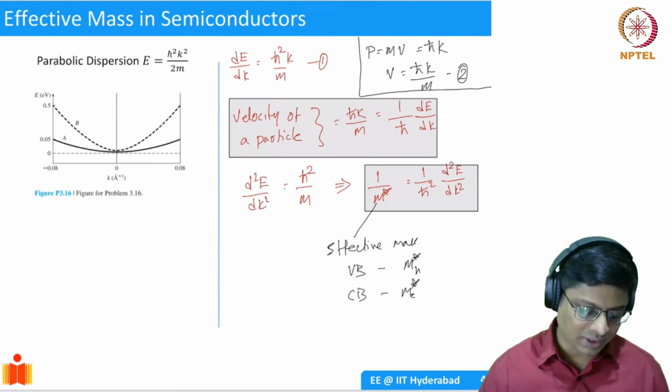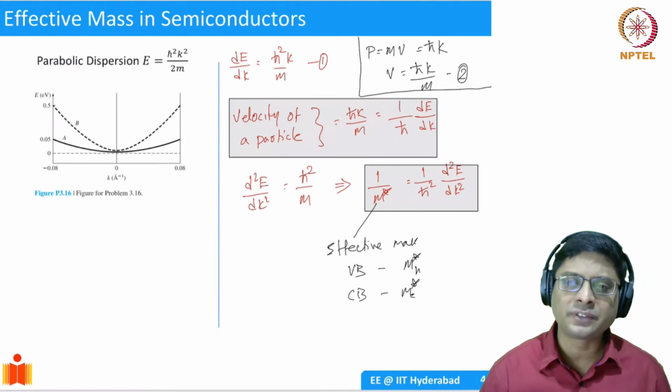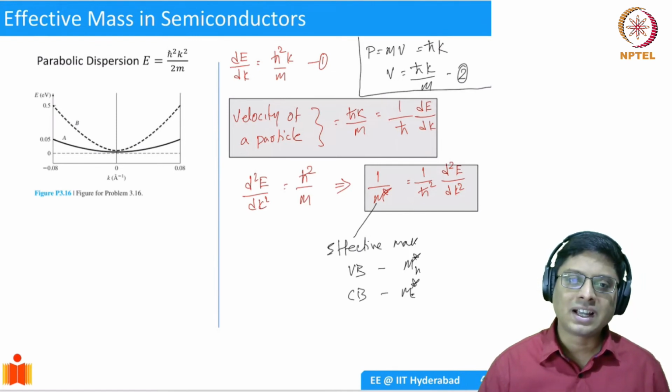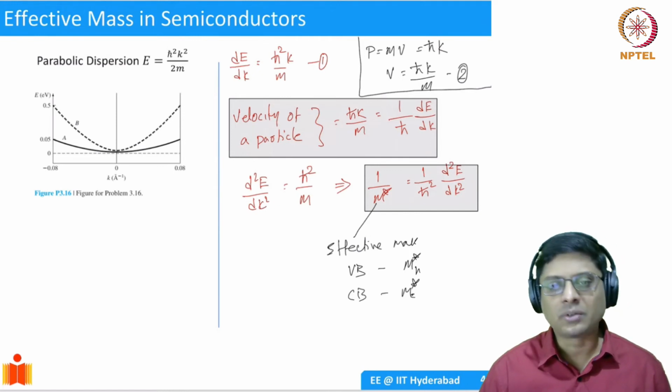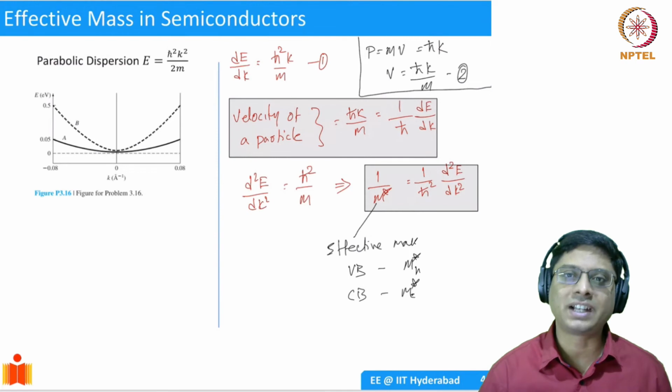So what you have is parabolic relations. Two different semiconductors, let's say A and B, have the dispersion diagrams, the E-K relations, which are given here. So now what is the effective mass, or which one has a higher effective mass?